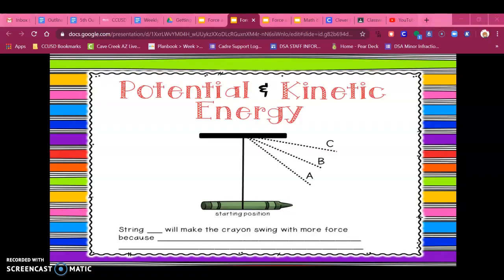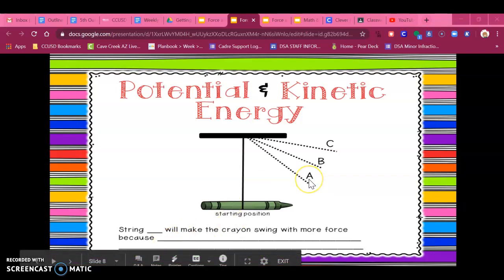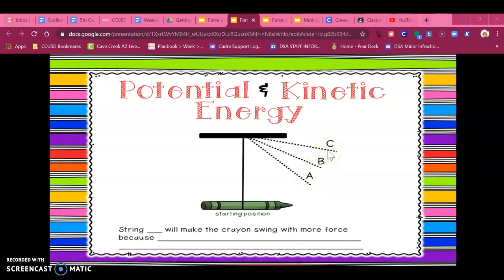In your student activity book, you have a diagram that looks like the experiment I just did. When I held the string at position A versus position B or position C, which string went the furthest? Well, if you remember, string C went the furthest because it had the most potential energy. It had the furthest room to swing.